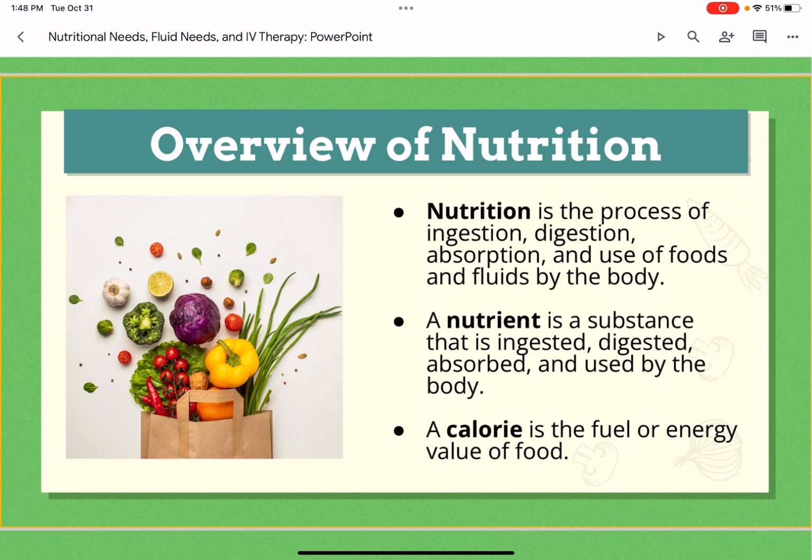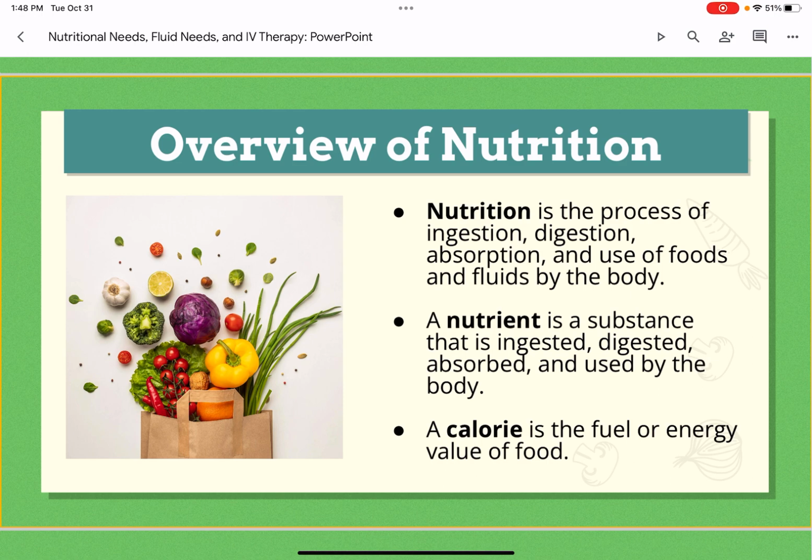An overview of nutrition. Nutrition is the process of ingestion, digestion, absorption, and use of foods and fluid by the body. A nutrient is a substance that is ingested, digested, absorbed, and used by the body. Nutrients are grouped into fats, proteins, carbohydrates, vitamins, minerals, and water.